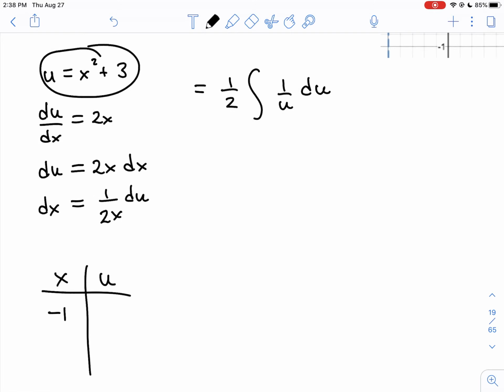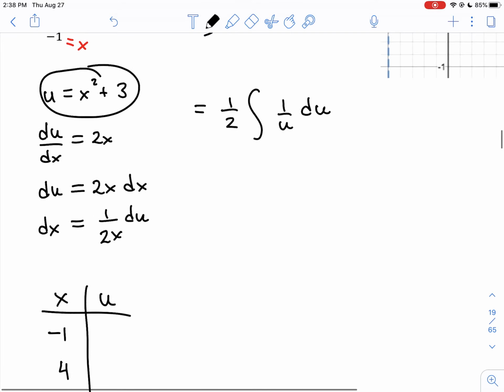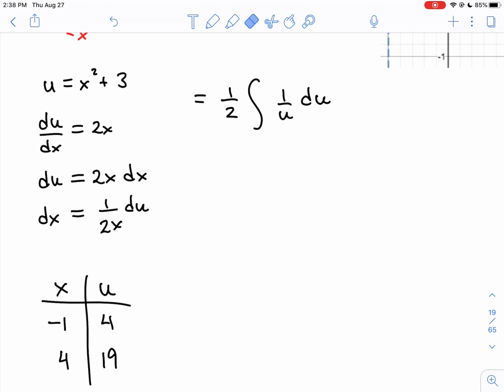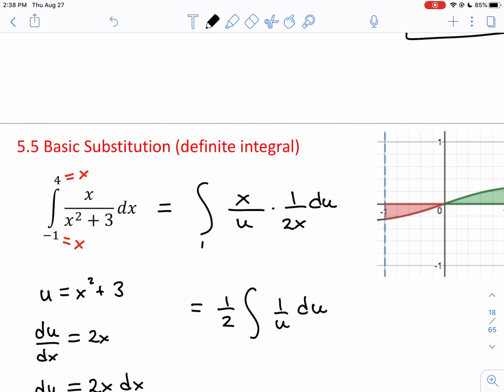The lower x coordinate was -1 and the upper was 4. Use this relationship to say, okay, if x is -1, what's u? Well, square -1, you get 1, and add 3, you get 4. If x is 4, what's u? Well, square x and get 16, and add 3, you get 19. So we do a change of limits as well. So the lower limit becomes 4, and the upper limit becomes 19, and now these match the differential, they're u coordinates.